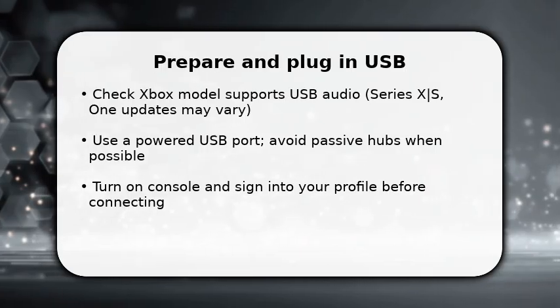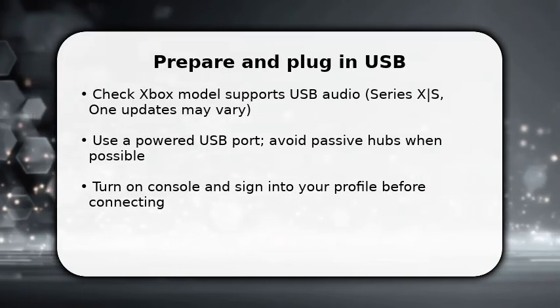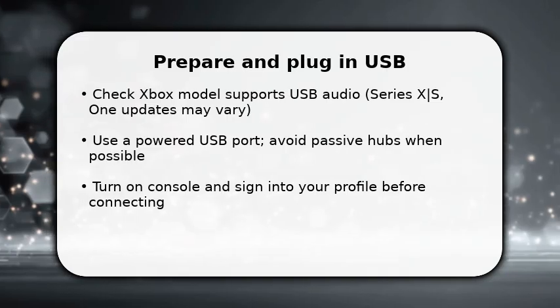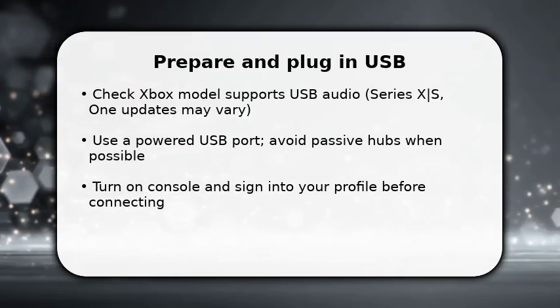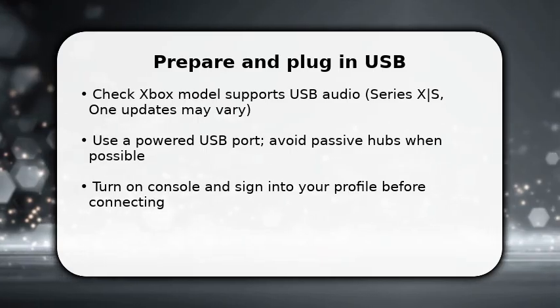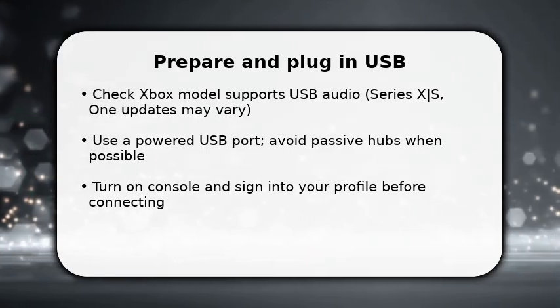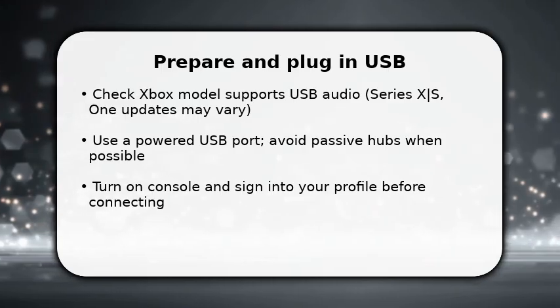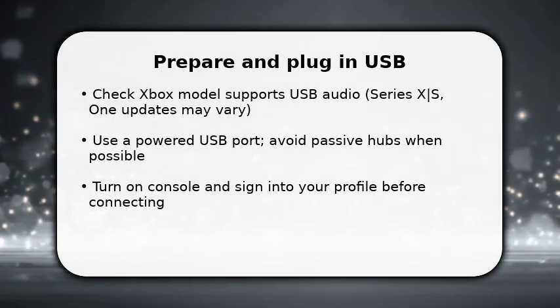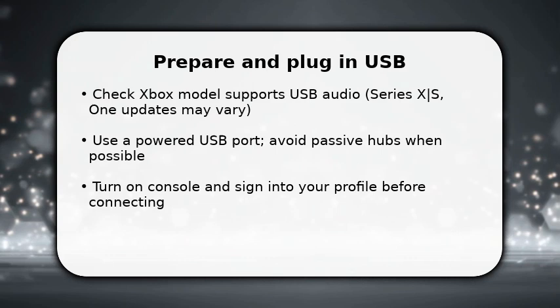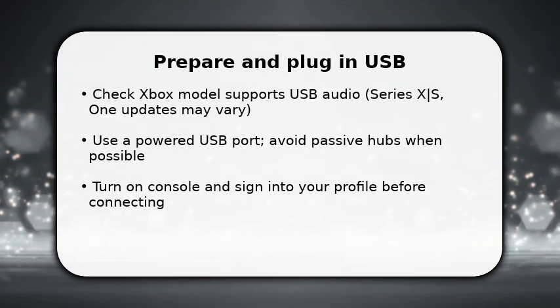Once done, plug the USB connector directly into a rear USB port or a front powered port. Avoid passive hubs because they can underpower the headset and cause noise. While you plug in, listen for the headset LED or startup tone so you know physical connection succeeded. That indicator saves time before moving to settings.